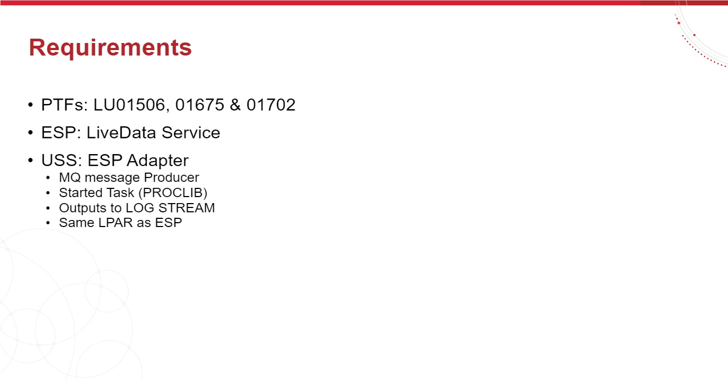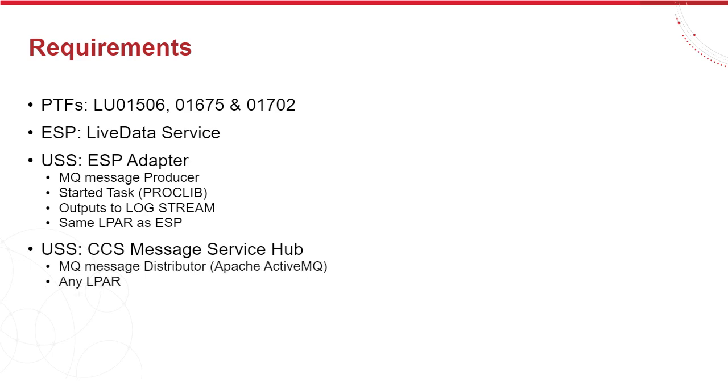The second component, also in USS, is the message service hub, which is the distributor of MQ messages. It's based on the Apache ActiveMQ system. MQ messages are written into the hub by the adapter. The hub then distributes them to be exploited by one or more connectors that sit between z/OS and the AAI host. The message service hub does not need to reside on the same LPAR as ESP or the ESP adapter. It's an independent, autonomous system reached over TCP/IP. It's designed to support multiple masters, multiple adapters, and multiple AAI instances.